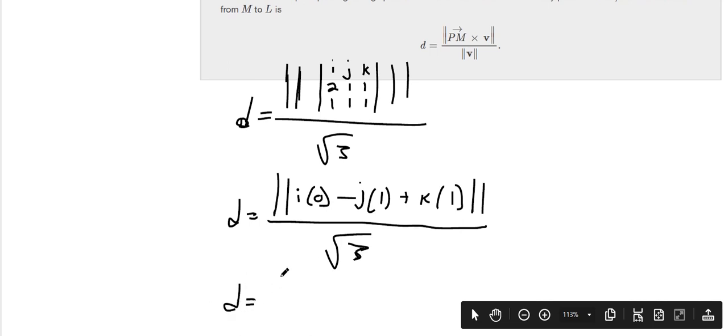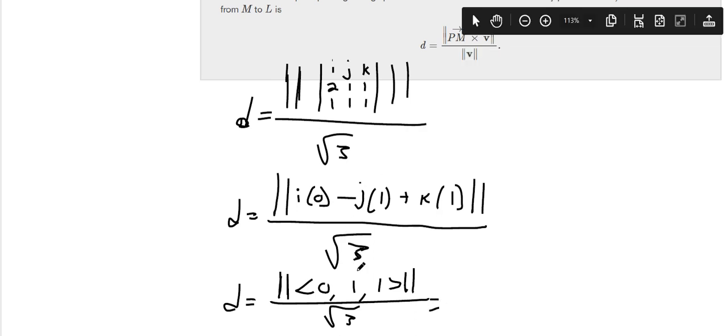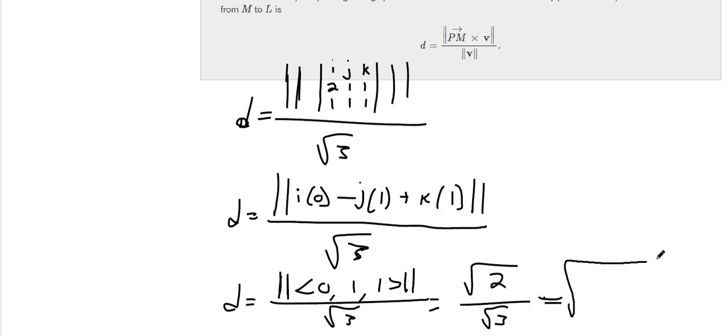You could rewrite that vector into whatever form you want in case you're having trouble reading that. That's 0 for the i component, 1, and 1 here. And again, that's just a magnitude calculation, just like we did before. 0 squared plus 1 squared plus 1 squared is 2. So it's the square root of 2 over the square root of 3.